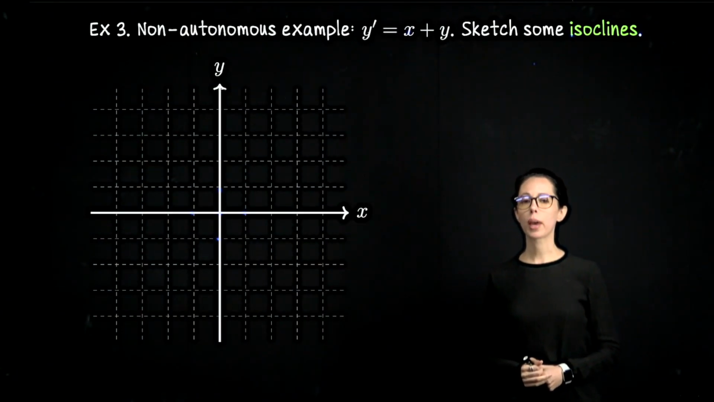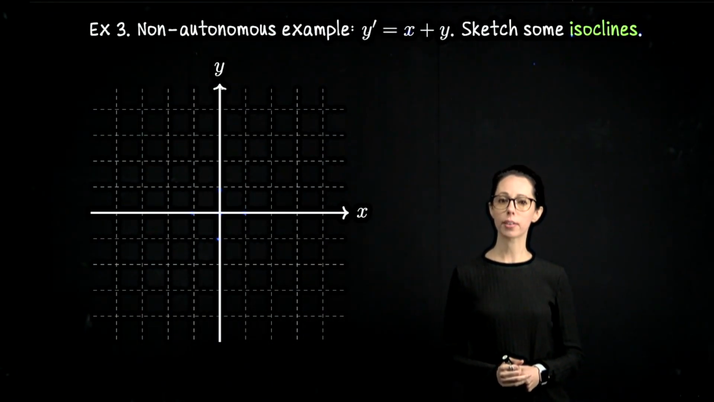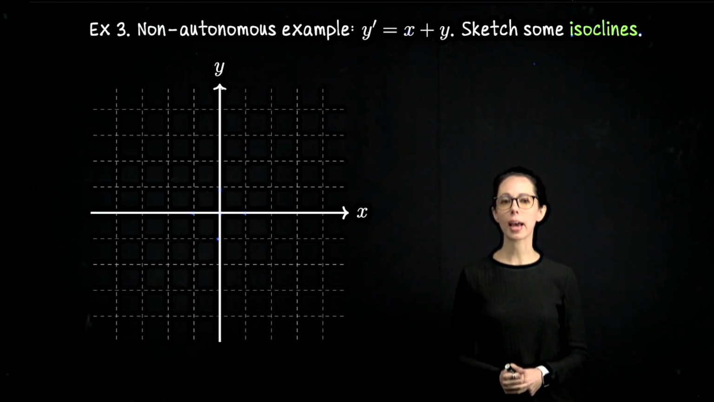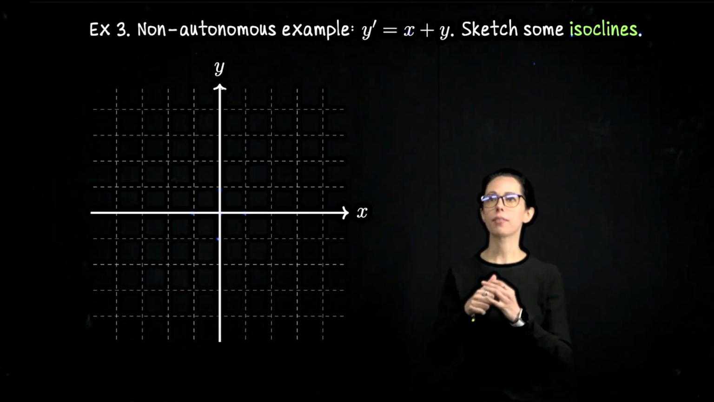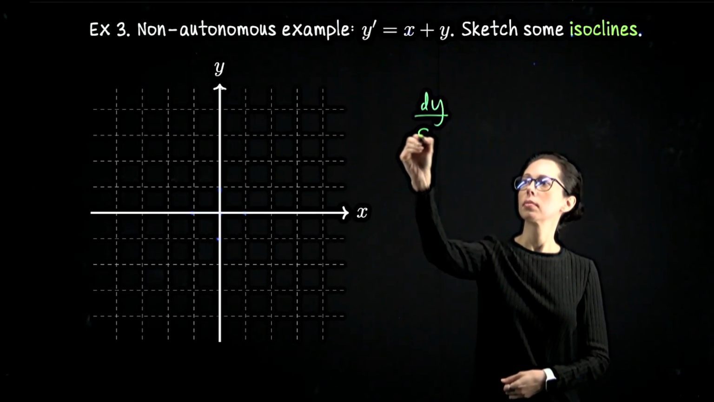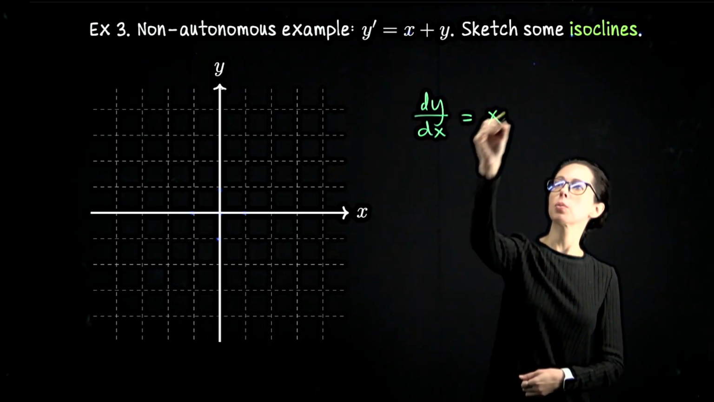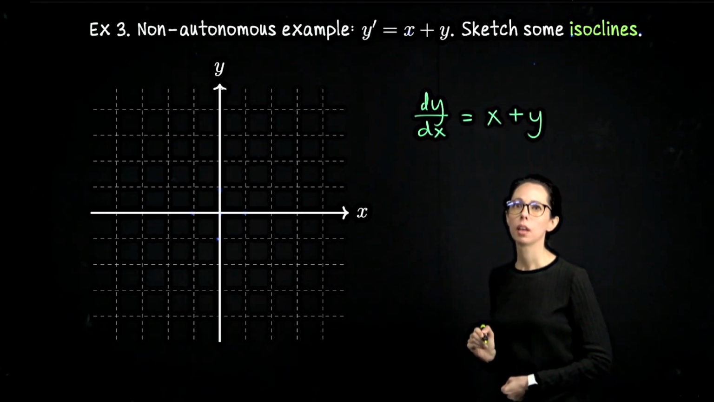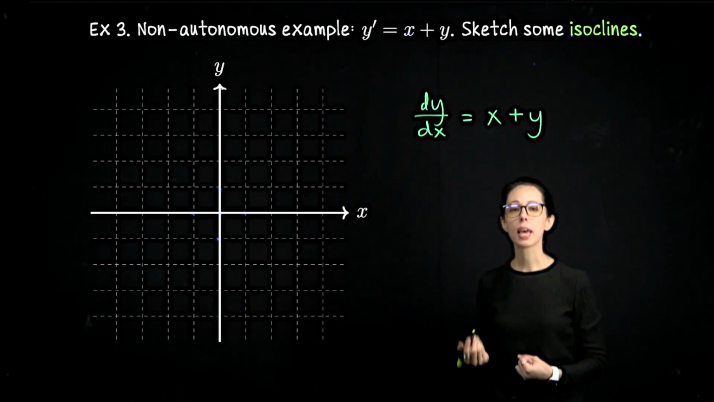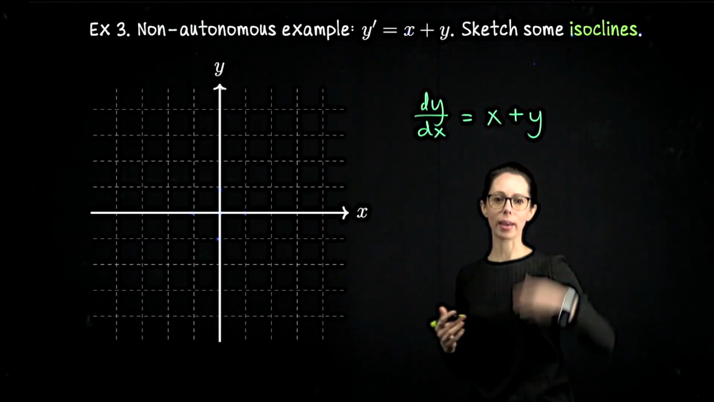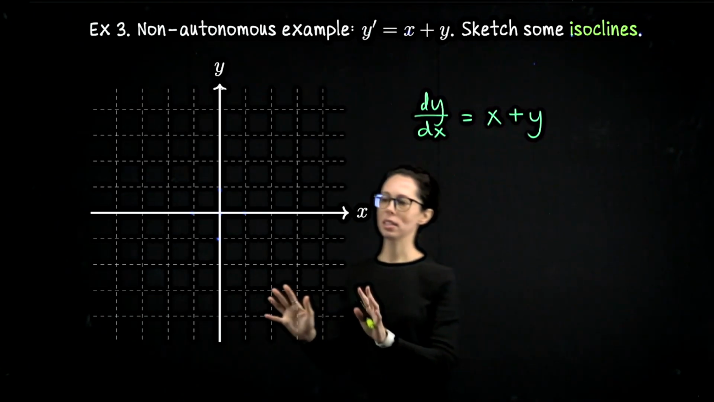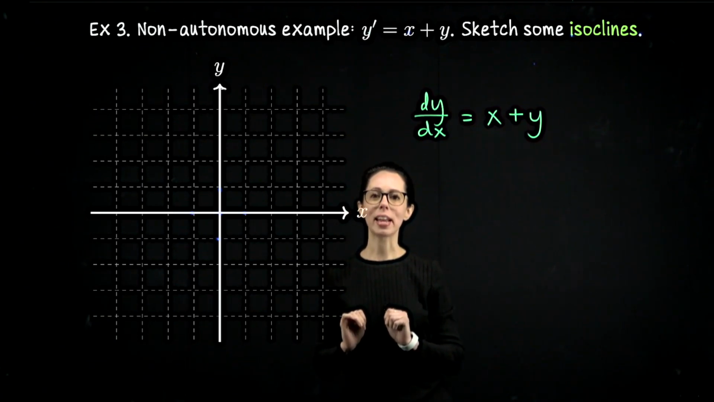In this example, we have a non-autonomous first-order differential equation. So here we're looking at the equation y prime equals x plus y. We could think of this as, instead of y prime, dy dx equals x plus y, where the right side of this equation is going to give us the slopes at each pairing of points x and y.